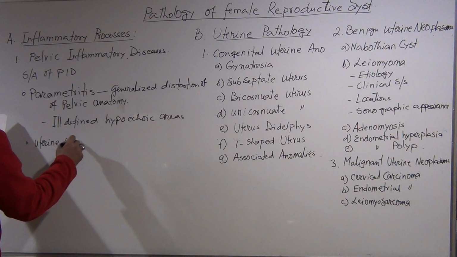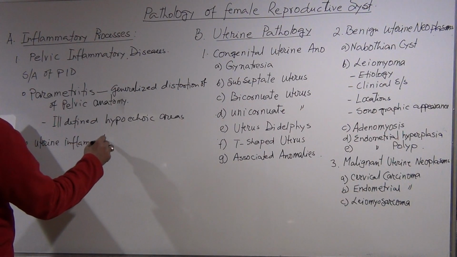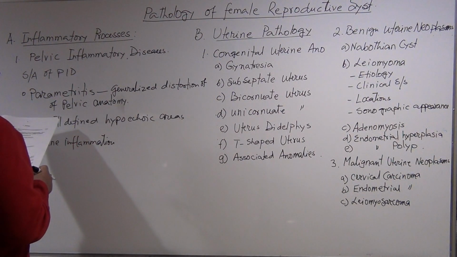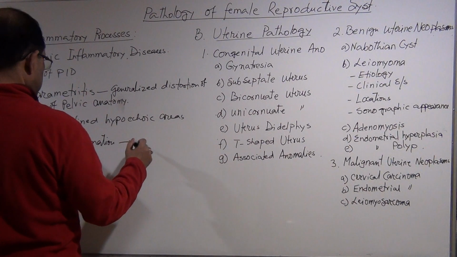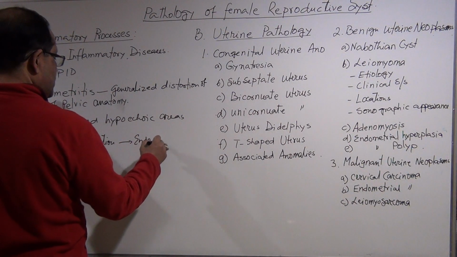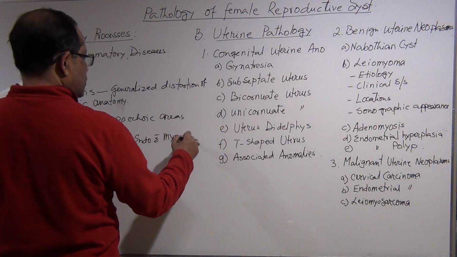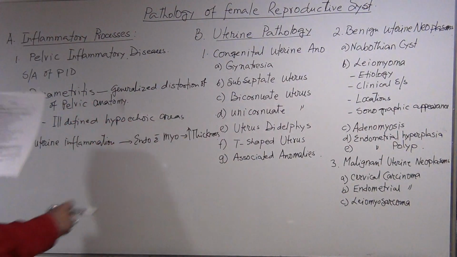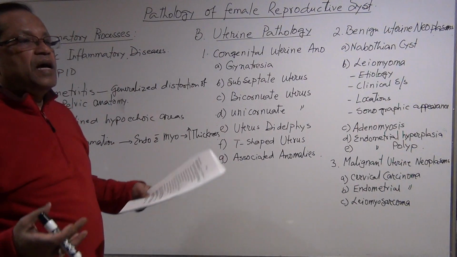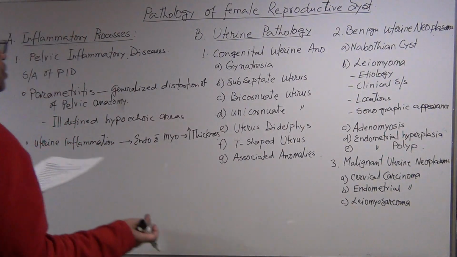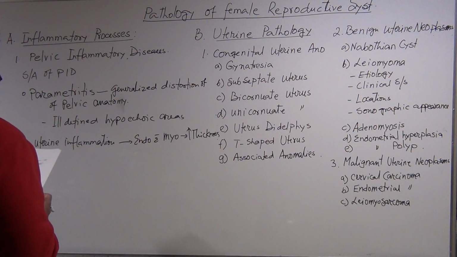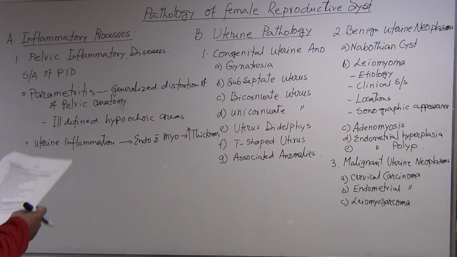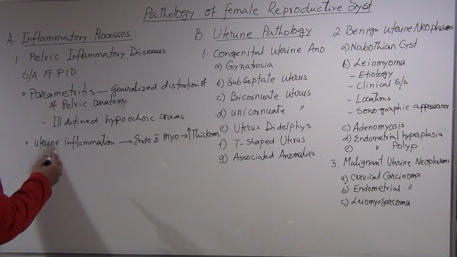Uterine inflammation will cause the endometrium and/or myometrium to become thickened. So endo and myo will have increased thickness because of the inflammation. Inflammation causes edema, vasodilatation, and congestion. So thickness will go up, and the echogenicity is usually hyperechoic when compared to the normal uterine tissue.